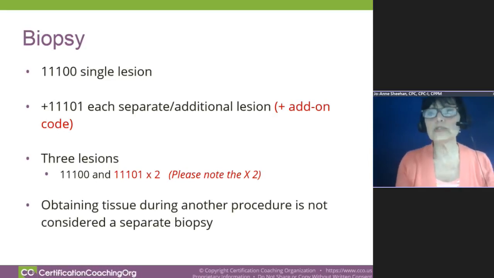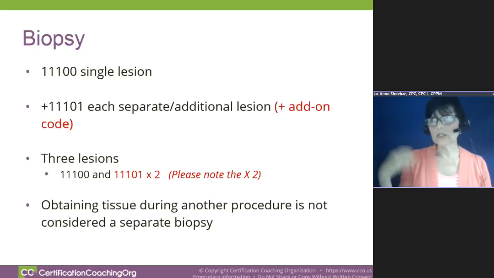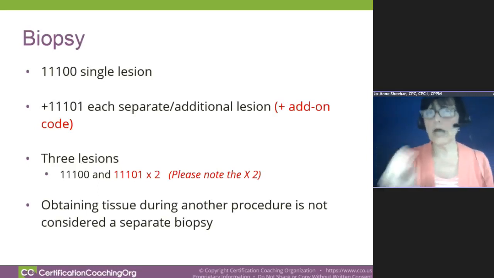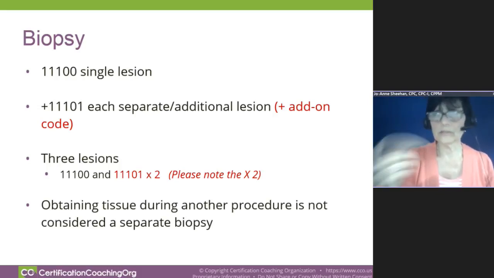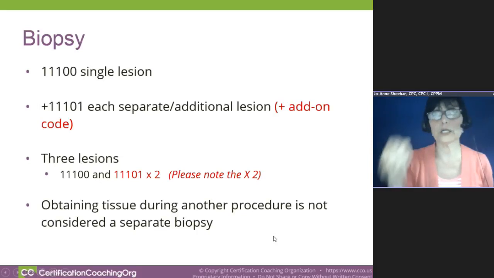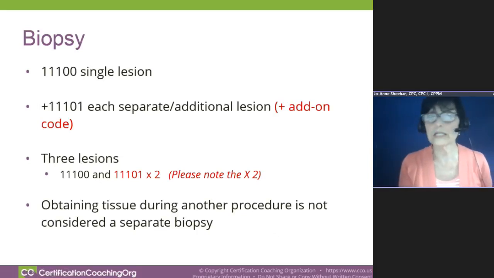Obtaining tissue during another procedure is not considered a separate biopsy. So if a doctor goes in to remove a lobe of a lung and decides to do a biopsy while he's in there, you would be billing and coding for the lobectomy, but you would not bill for the biopsy that took place in the lung. Okay, so that's just an example. So be aware of that. Some procedures actually will have the words including biopsy or with or without biopsy, so you want to pay attention to the words as well. But if it's just in the documentation that they did this procedure and did a biopsy, you cannot bill or code for the biopsy.